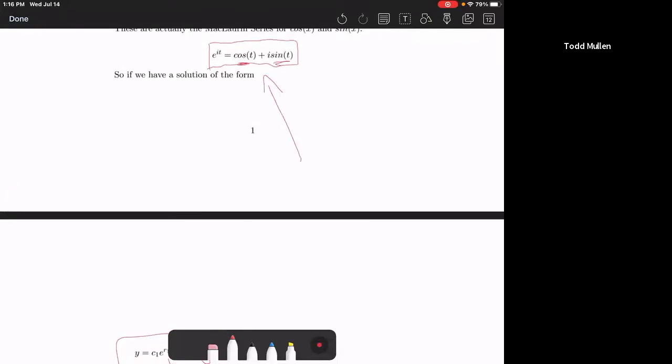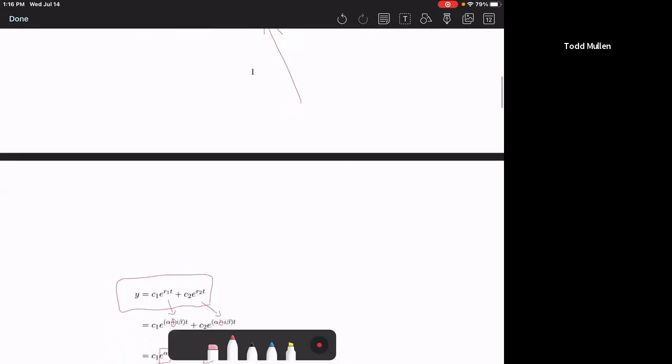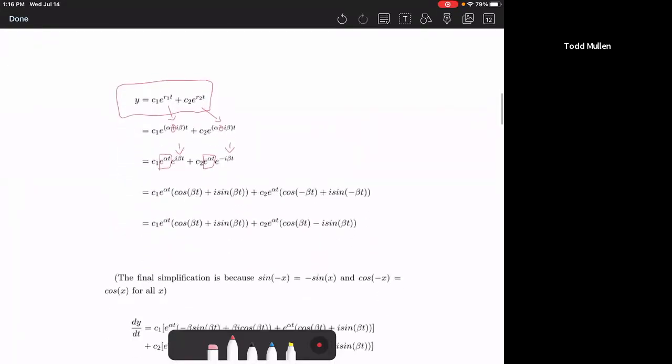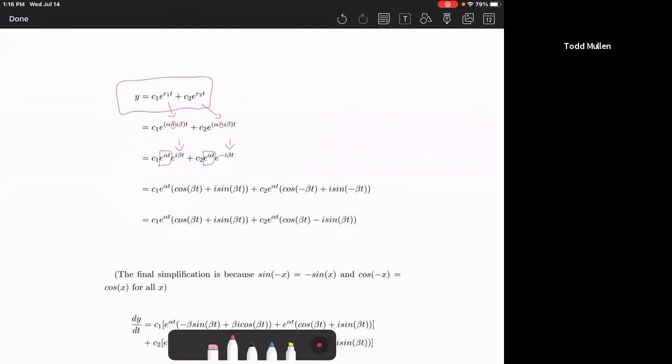It's cos of t plus i sine of t. We perform that substitution. Everywhere that we have e to the i beta t, we get this cos beta t plus i sine beta t business, and then the negative version over here. Now, something very slick and important is what happens from here to here.